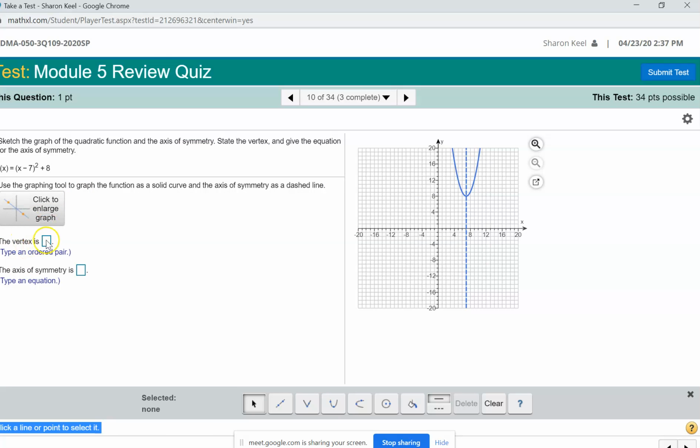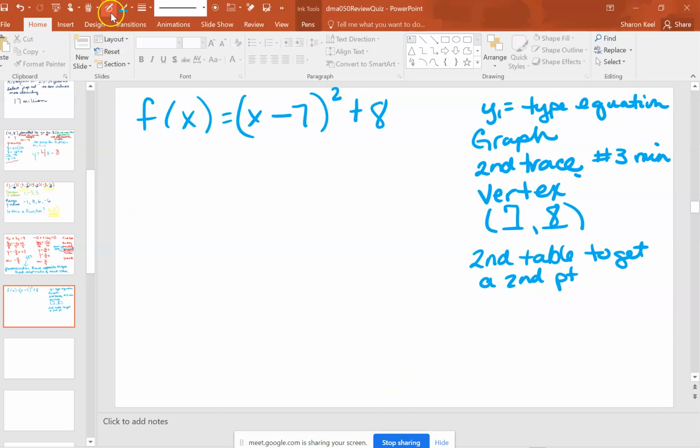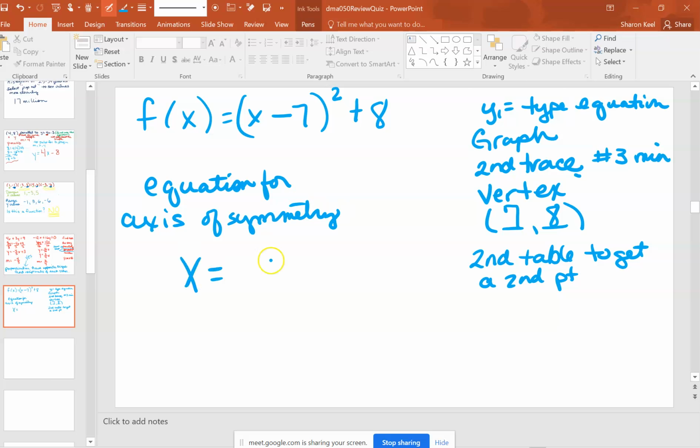The vertex we identified as 7, 8. And when they ask you to write the equation for the axis of symmetry, it is going to be x equals the x value of the vertex. So when you write your equation, this one is going to be x equals 7. That's going to be the equation that you write.